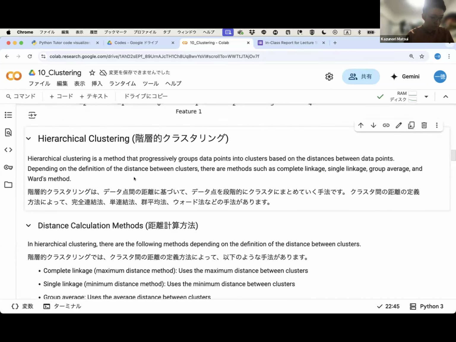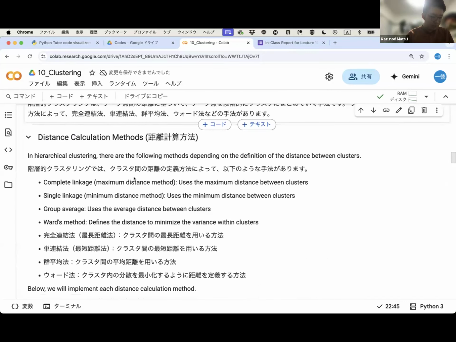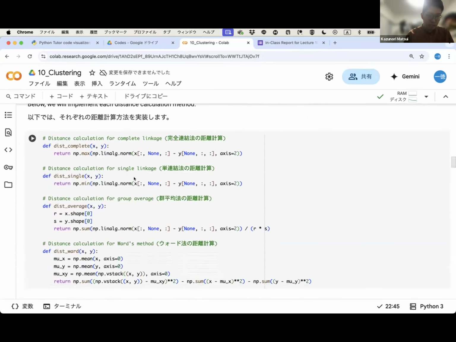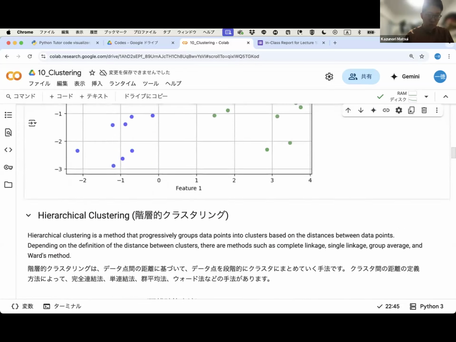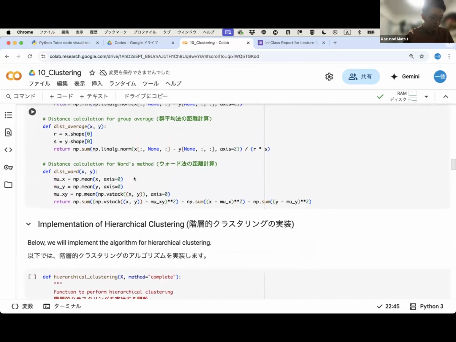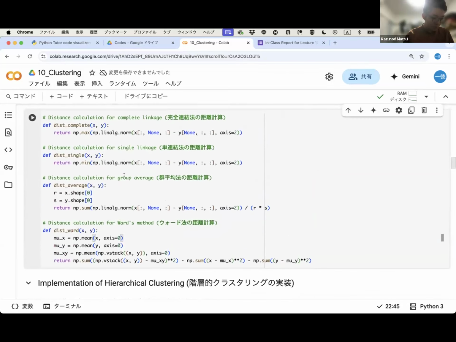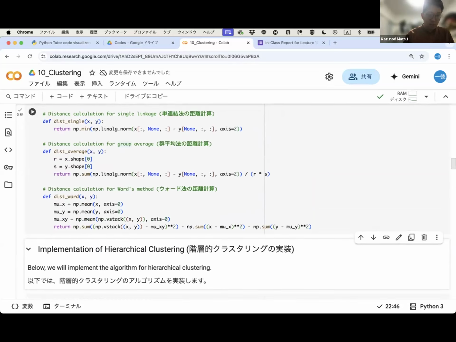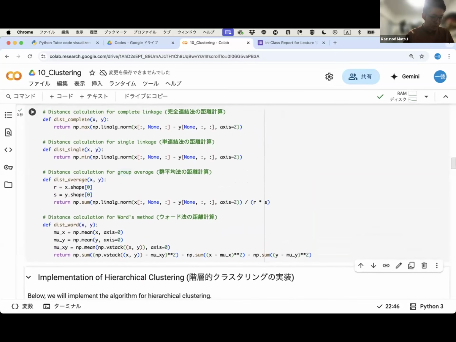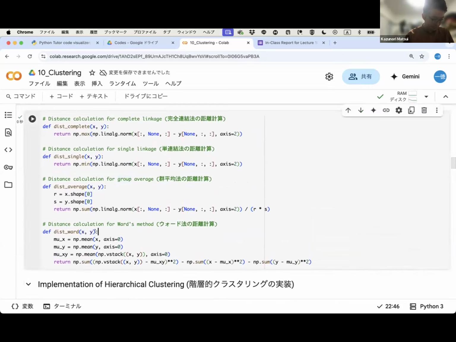Next is hierarchical clustering. There are various distances. The calculation methods are like this. This part is quite complicated, so it's fine to understand that this is how we can calculate it. For Ward's method, there is also a more efficient calculation method, but we are using the simplest approach.